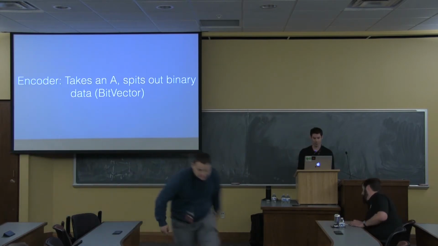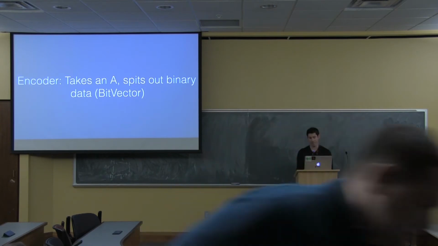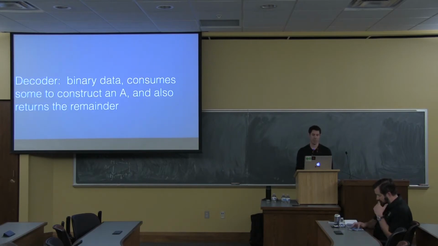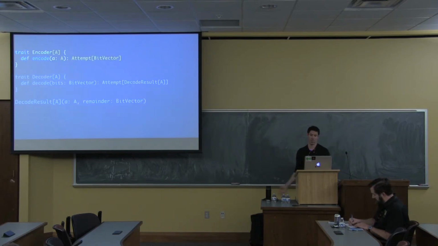An encoder takes an A and spits out some binary data. In this case, Codec uses BitVector to represent binary data, but it's just binary data. A decoder takes binary data, consumes some to construct an A, and also returns the remainder. But what does that mean? I'll show a more detailed example in a bit. Right, let's look at some Scala.